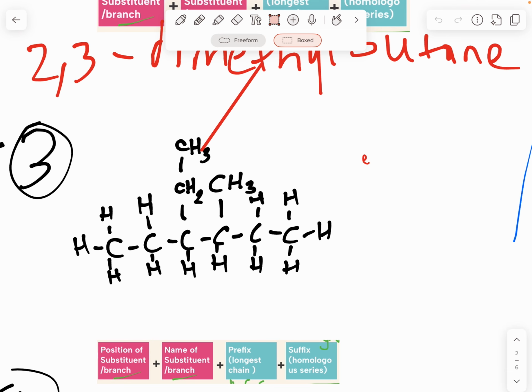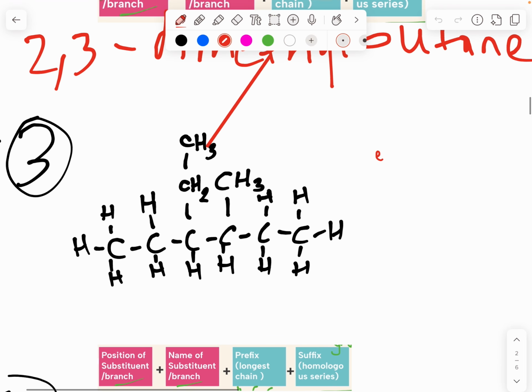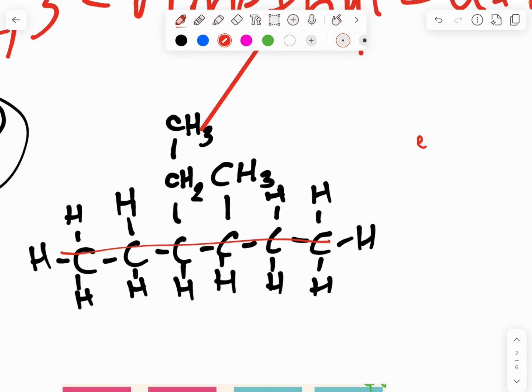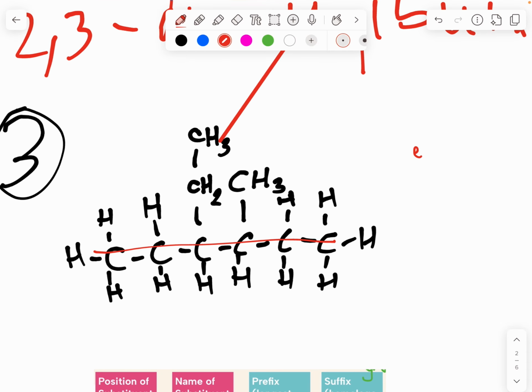Alright, so for this one, the first thing that we do once again is identify the longest continuous carbon chain. If I go straight across, I am seeing 6 carbons. If I were to go this way, I still see 6 carbons. So either way we take it, we're going to see 6 carbons in the longest continuous carbon chain. I'm just going to keep this one because it looks a lot simpler compared to the previous.